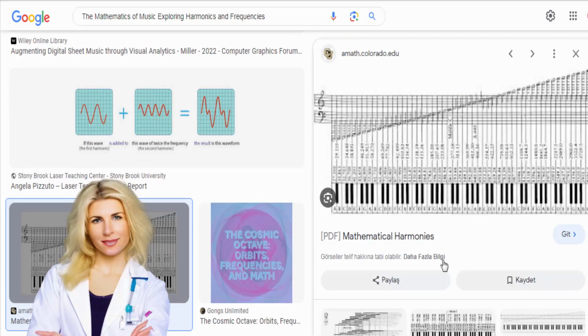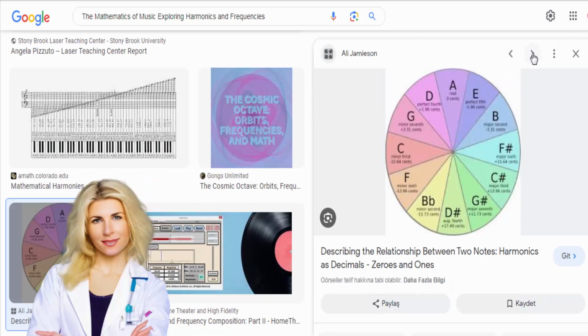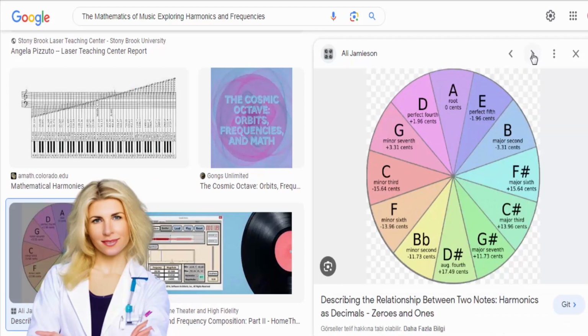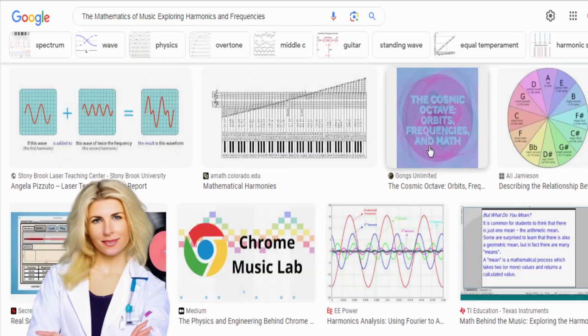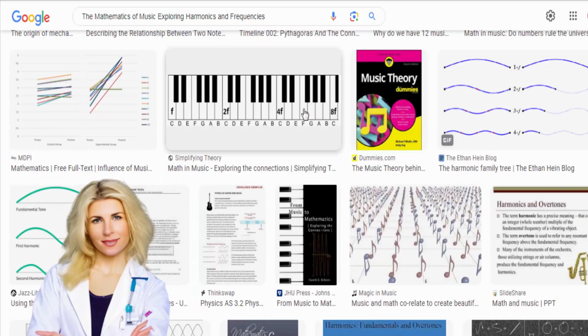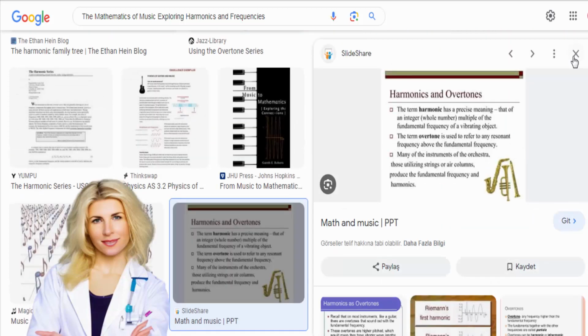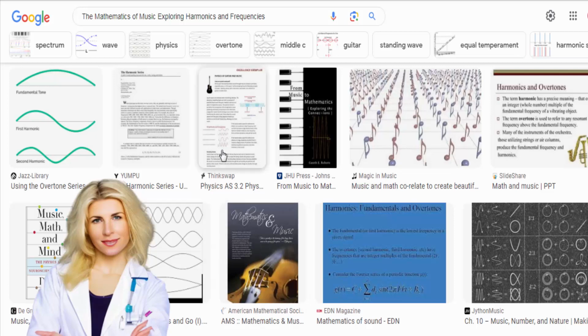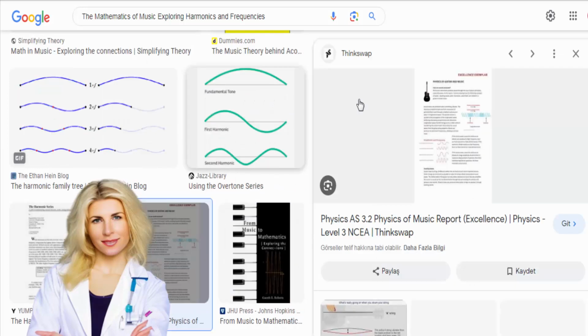Consonant intervals are those that sound pleasant and harmonious. Dissonant intervals are those that sound harsh and discordant. In general, consonant intervals are those whose frequencies have simple ratios to each other. For example, the octave is a consonant interval because the second harmonic of a note is twice the frequency of the fundamental frequency. Dissonant intervals are those whose frequencies have complex ratios to each other. For example, the tritone is a dissonant interval because the frequencies of the two notes are in the ratio of 45 to 32.